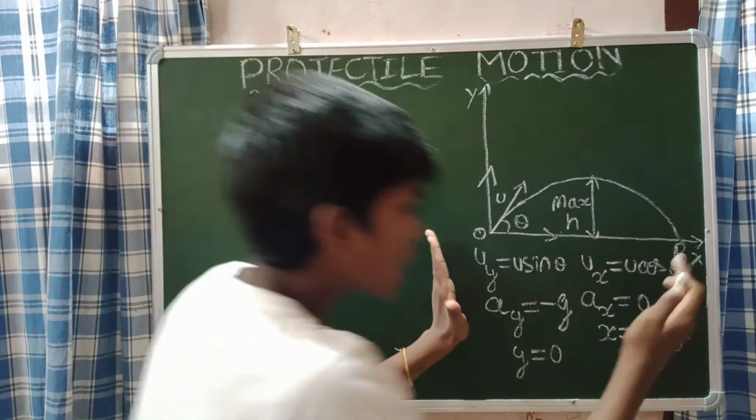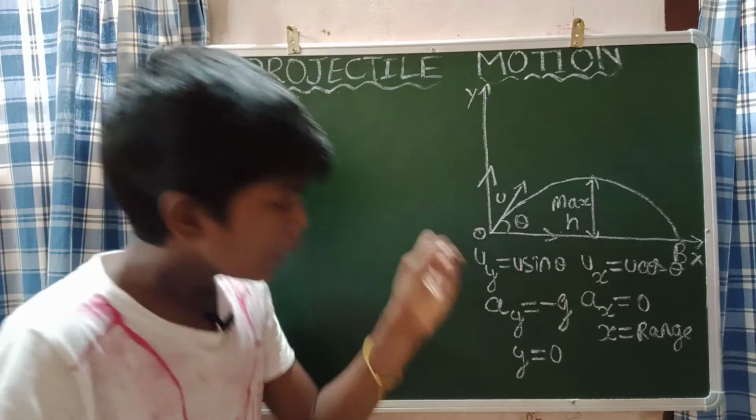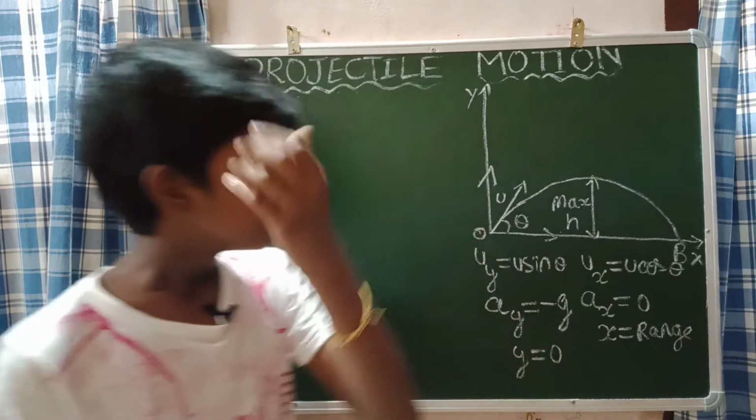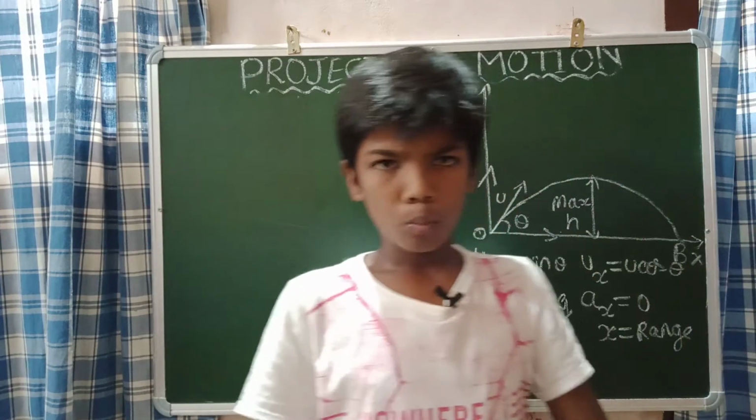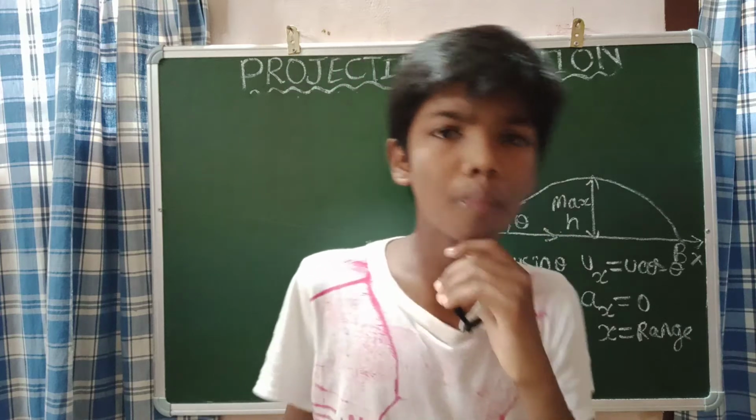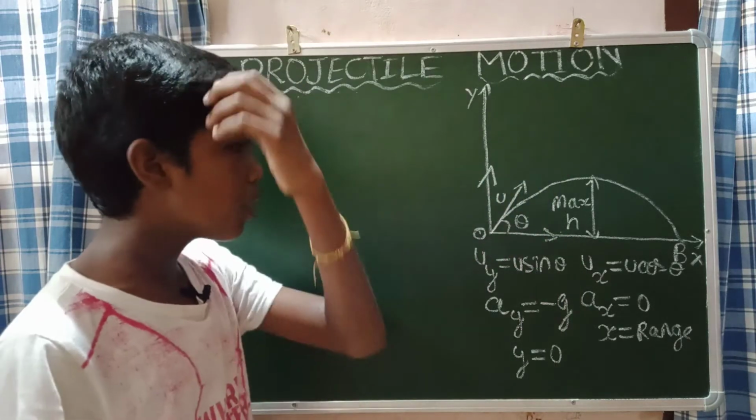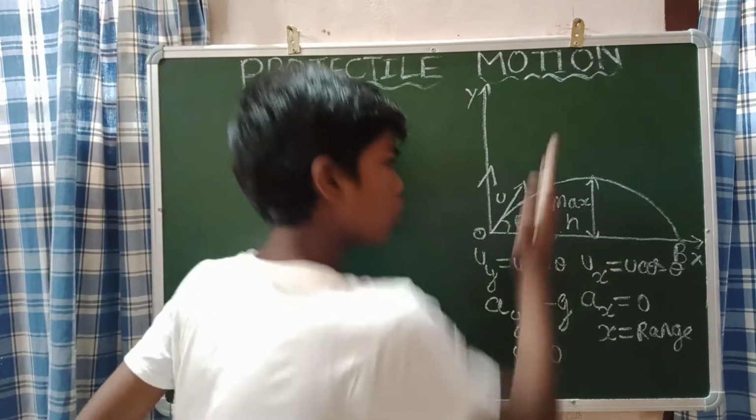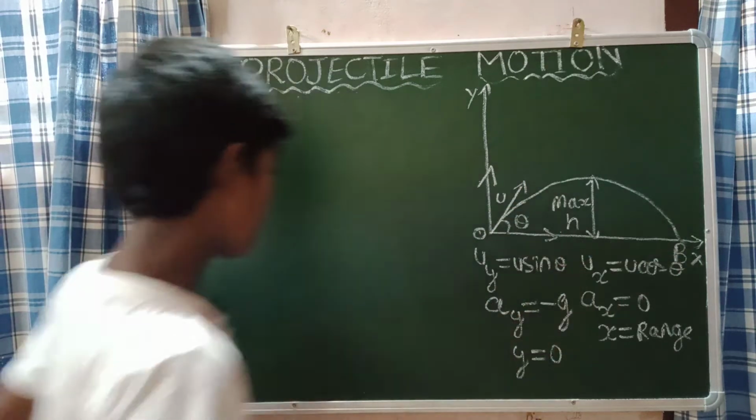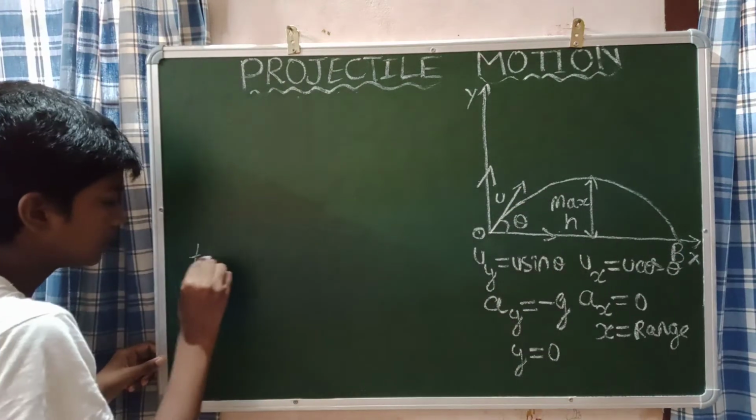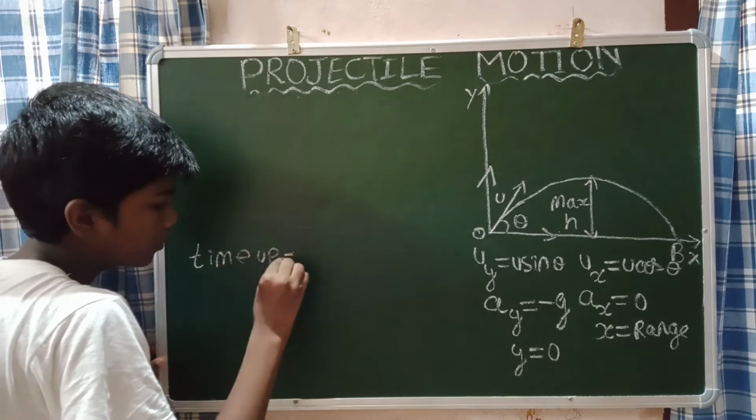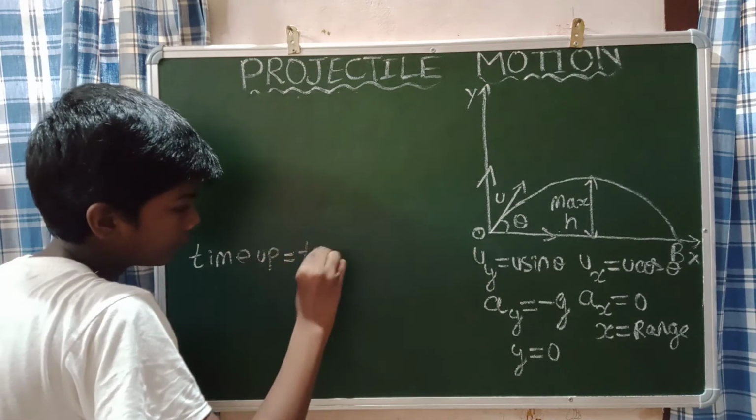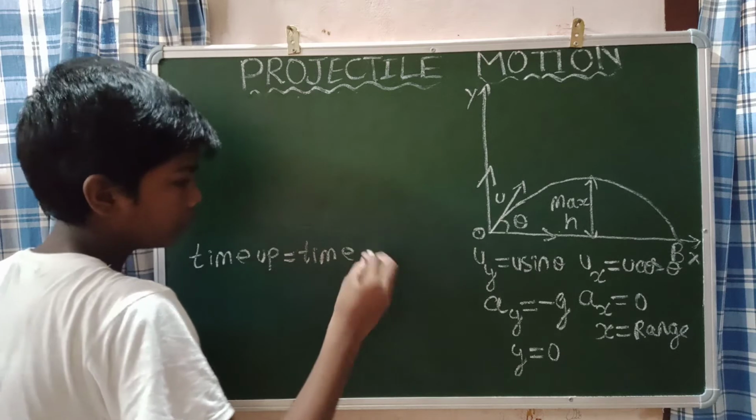These are all some parameters that we need to understand, guys. Try to make note of it. Now our next part is some important properties of projectile motion. What is our first property? The first property is that the time taken to go up is equal to the time taken to come down. I'm writing here, guys: time taken to go up is equal to time taken to come down.